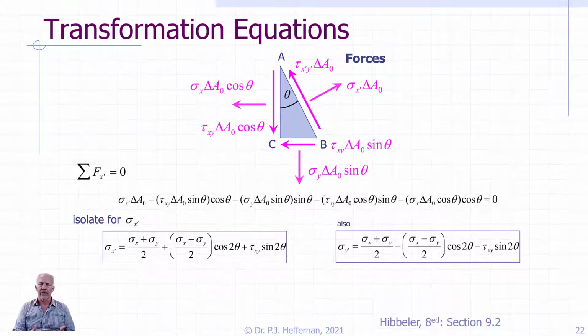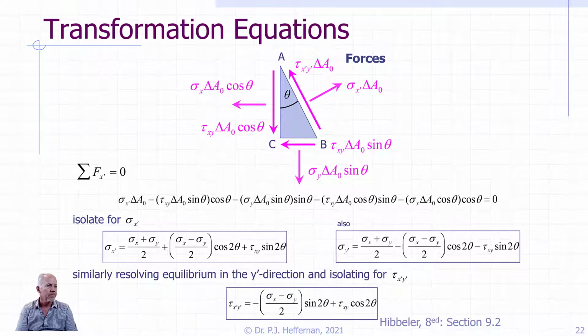And we would do the same kind of balancing, and we can derive the equation for our sigma y prime. And the only difference here is that the plus signs become negative signs. So if we sum the forces in the y prime direction, we can come up with this equation, which gives us our tau x prime y prime. And so we see tau x prime y prime is equal to the negative of sigma x minus sigma y over 2 multiplied by sine 2 theta plus tau xy multiplied by cos 2 theta.